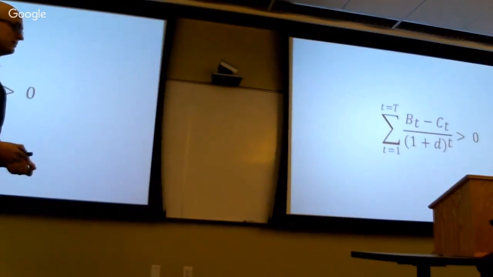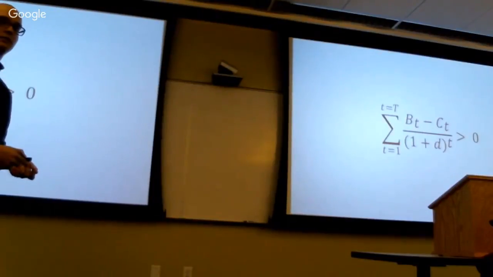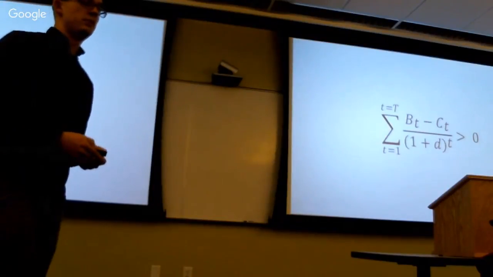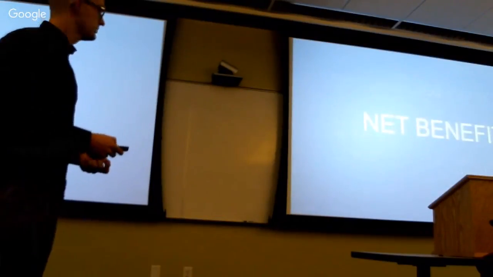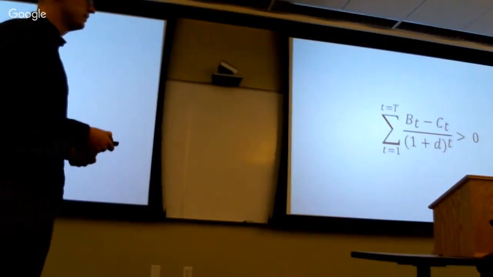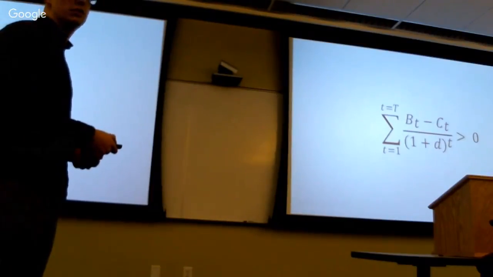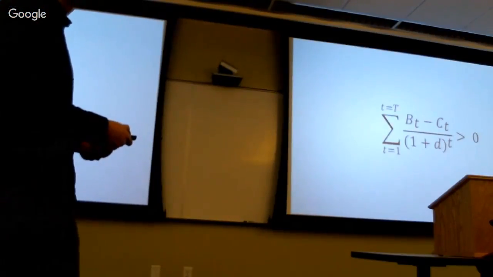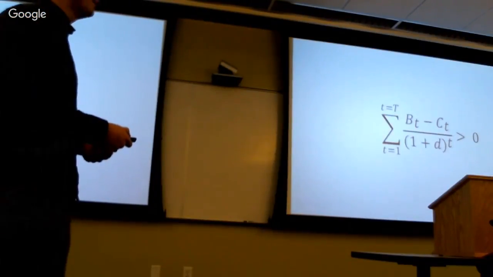Benefits over 1, this is always going to stay the same, plus your discount rate. So your discount rate is how much your money is going to decrease, what percentage. So for example, this could be 3%, so it's going to be 0.03. And then this is how many years.